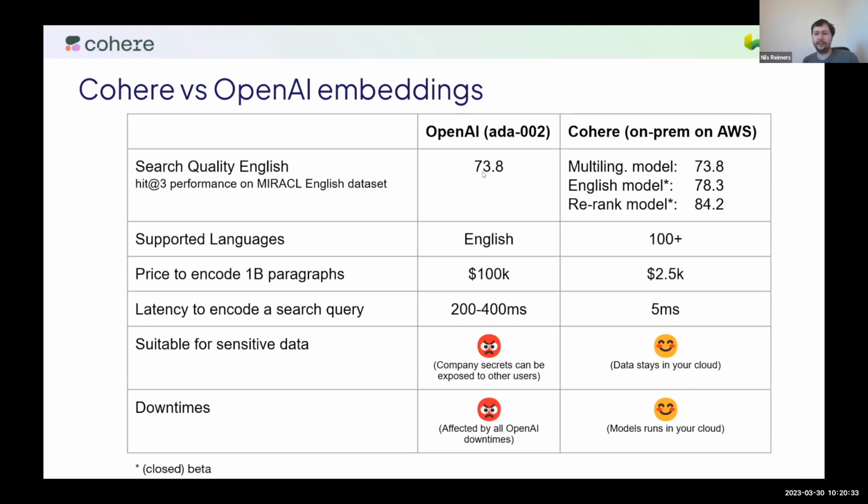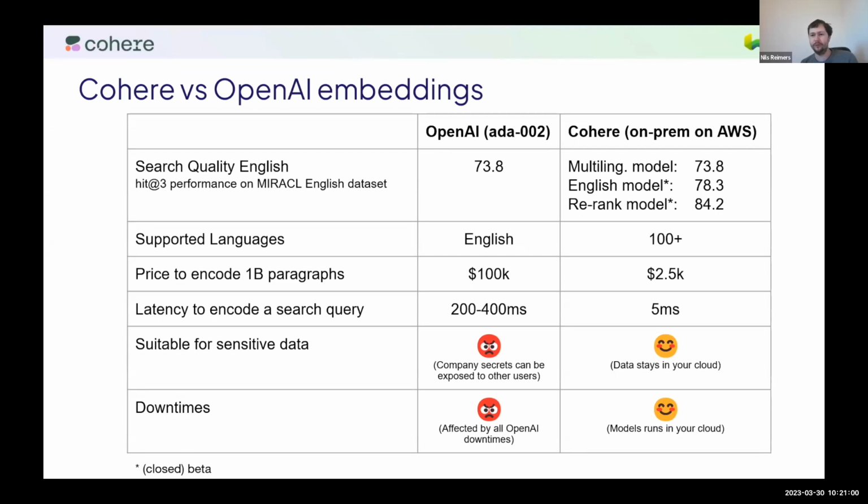We have an interesting model upcoming, a new English model and a new re-rank model that gives another big boost in performance, especially for really complex queries. Supported languages, we're supporting out of the box 100 languages, and we really tuned it for a production setting. So you're able to deploy it in your own cloud. This gives you extremely good latency, and it's also really suitable for sensitive data.